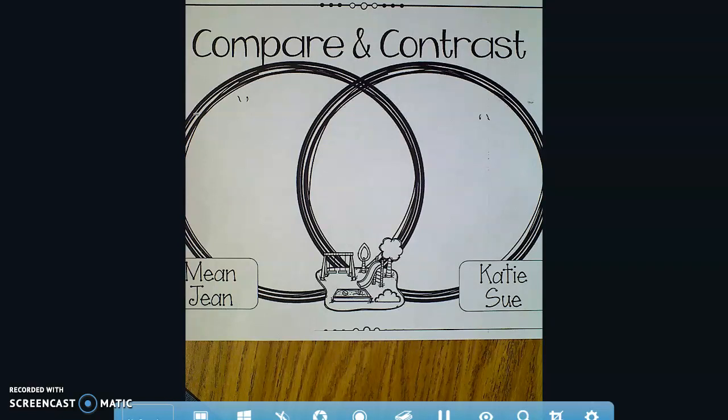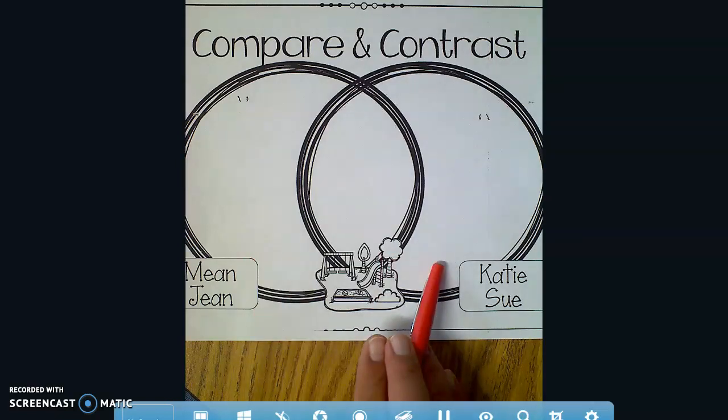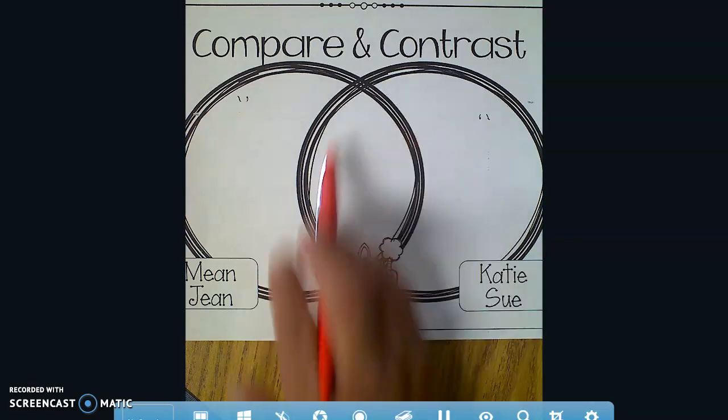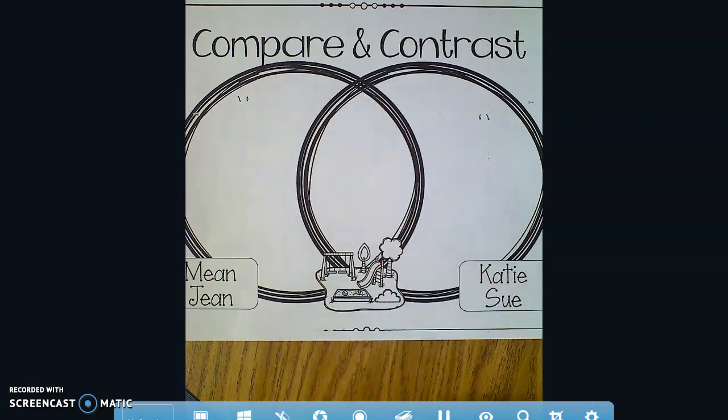When we compare and contrast, we find the difference between each character, and then in the middle of the circles where they come together is where we find things that are the same, that both characters share the same type of qualities, okay? So it could be the setting, personal traits. We're also looking at their physical features too.